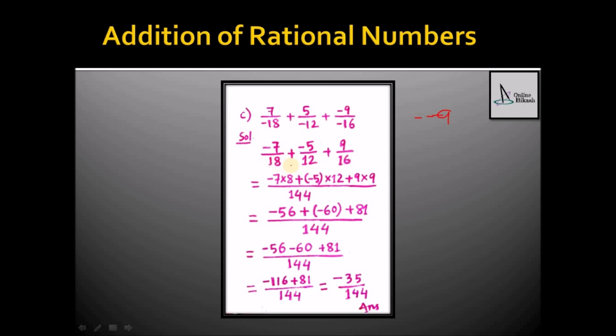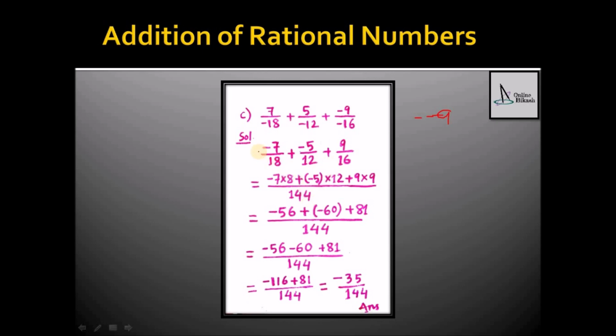Now the denominators are 18, 12 and 16. Can you tell me the LCM of 18, 12 and 16? Those students who do not know how to find the LCM of two numbers or three numbers can comment in the comment section. I will try to make a video about that topic. So for 18, 12 and 16, the LCM is 144.